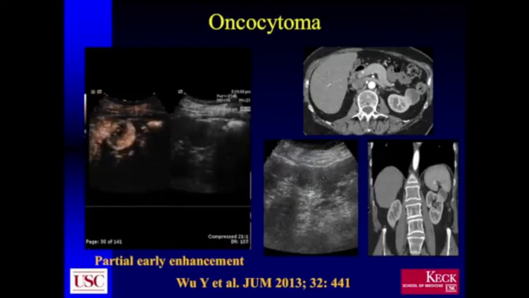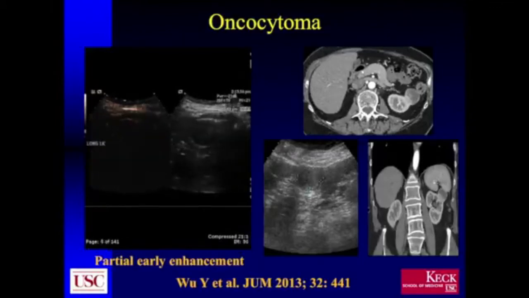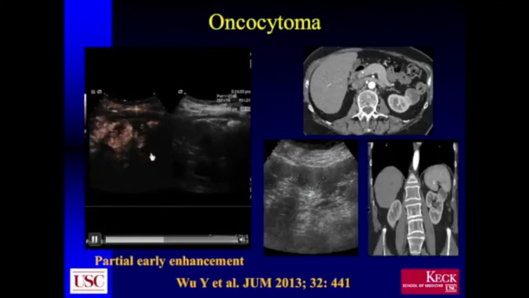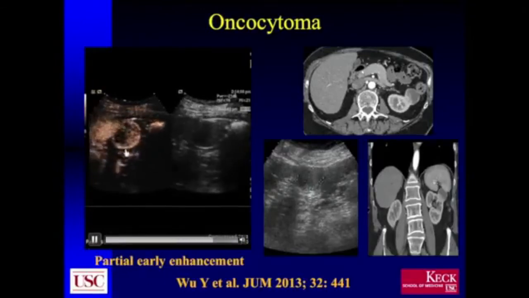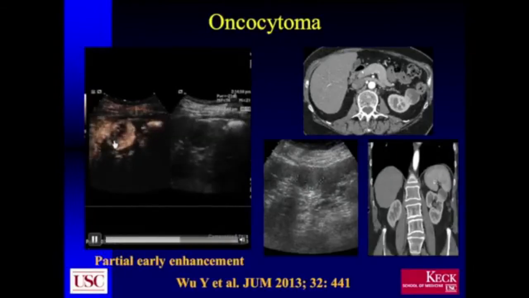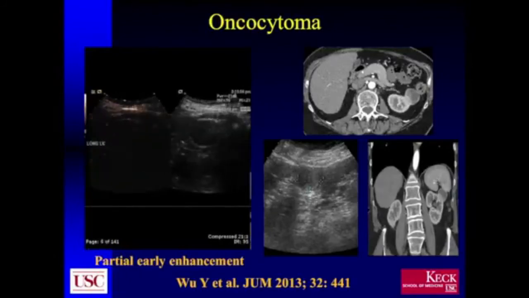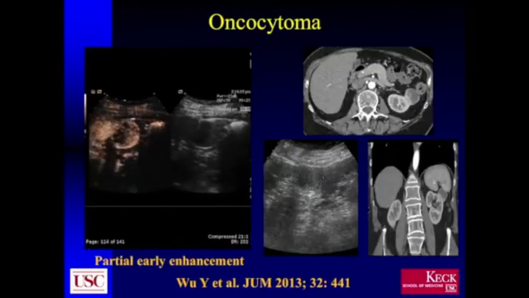Oncocytomas are uncommon tumors that affect the kidney. There's a small series published in the JUM a number of years ago, which described this kind of yin-yang pattern. You can see here with the contrast injection that half of this mass actually lights up, and the other half is relatively hypovascular. This is actually very nicely confirmed on the CT as well. Again, this was a small series, and whether this will pan out in general, I doubt, quite honestly.